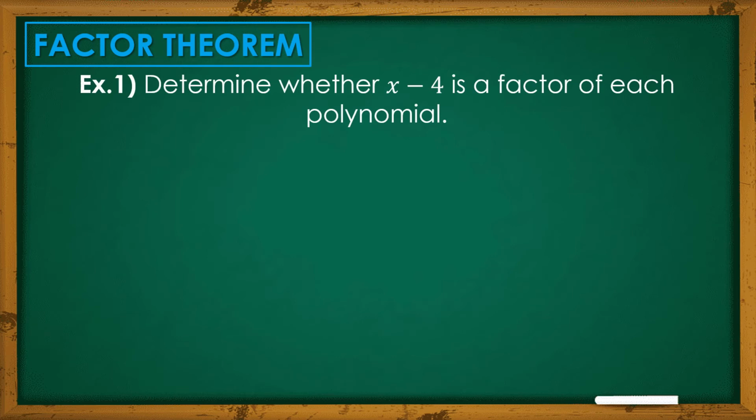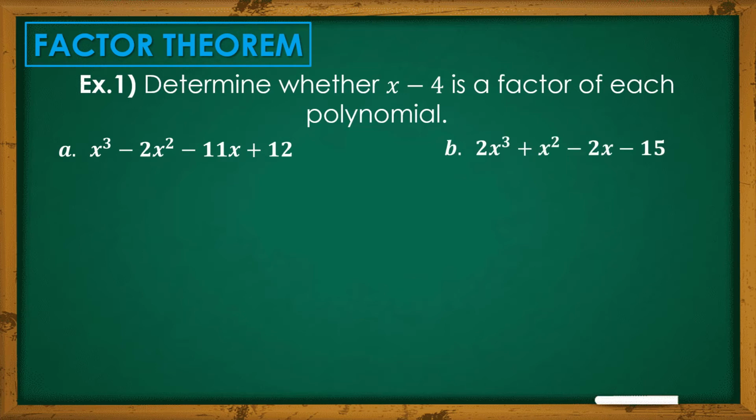Example number 1. Determine whether x minus 4 is a factor of each polynomial. A. X cubed minus 2x squared minus 11x plus 12. And B. 2x cubed plus x squared minus 2x minus 15. So, ibig sabihin, gagamitin natin ang factor theorem para malaman kung kanino kay A at B ay factor si x minus 4. Si x minus 4 ang ating divisor, which can be written as x minus 4 equals 0 or x is equal to 4. So, ibig sabihin, ang value ng x natin ay 4.